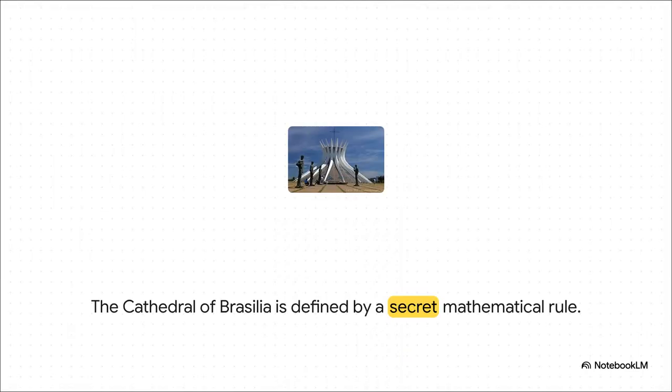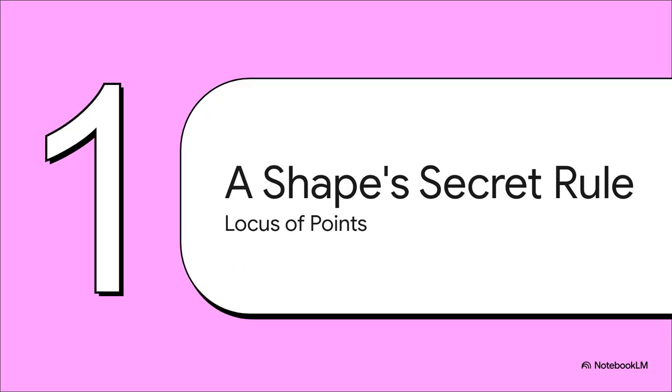Just look at this. This is the Cathedral of Brasilia, an absolutely incredible piece of architecture, right? Well, that shape is no accident. It's a hyperbola, and it's governed by a very precise mathematical rule. Believe it or not, in the next few minutes, we're going to derive the exact equation that defines this masterpiece, starting with absolutely nothing.